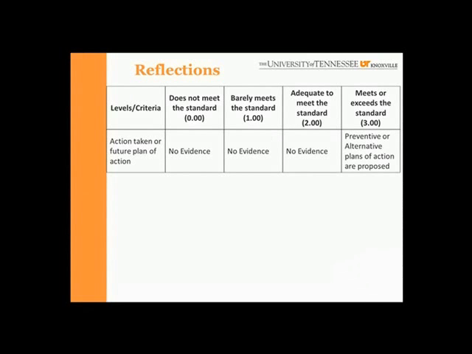The final criteria for the reflection rubric is to describe what future plans of action you may take as a result of being witness to this action or event. Notice that the scoring for this criteria is slightly different from the others, in that the only score you could make is either a 0 or a 3. So you need to give a good description of the future plans of action.